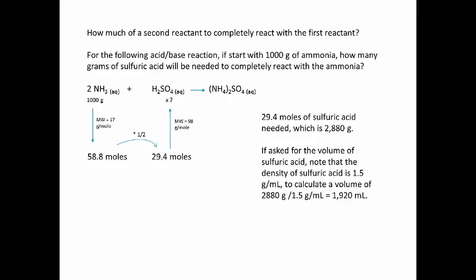Well, if we look at the stoichiometric relationships for this problem, for every 2 moles of ammonia, we need 1 mole of sulfuric acid. Or in other words, we'll need half as many, so we multiply by 1/2, half as many moles of sulfuric acid as the number of moles of ammonia that we started with. So that would be 29.4 moles of sulfuric acid. That's how many moles we would need, half as many as the number of moles of ammonia. Pretty clear. If we're asked how much, what mass, we then multiply the 29.4 moles by 98 grams per mole. Okay? Now take a look at this and see if it all makes sense.